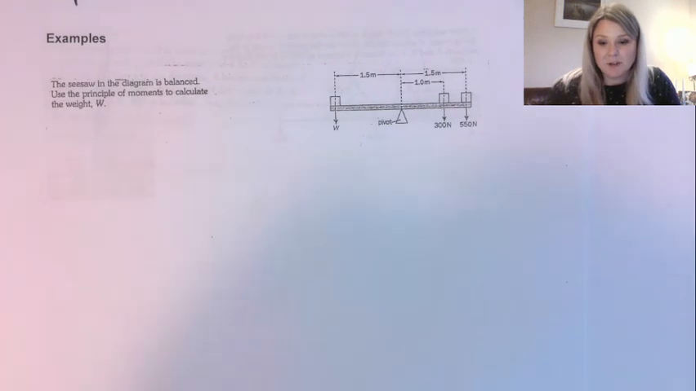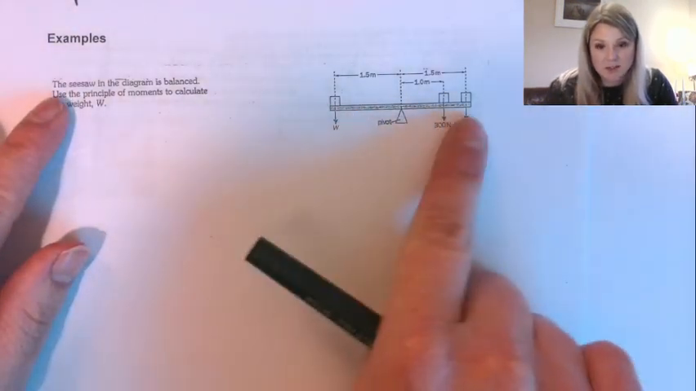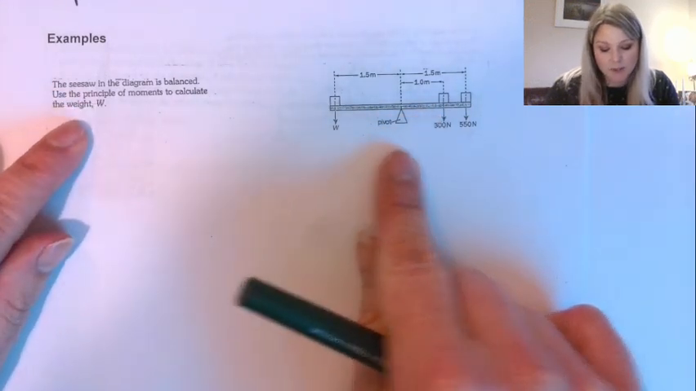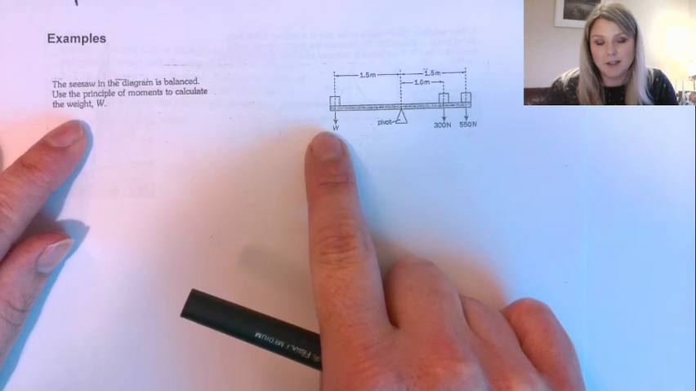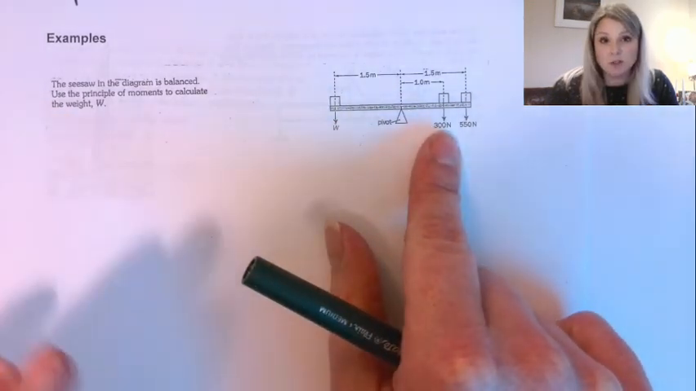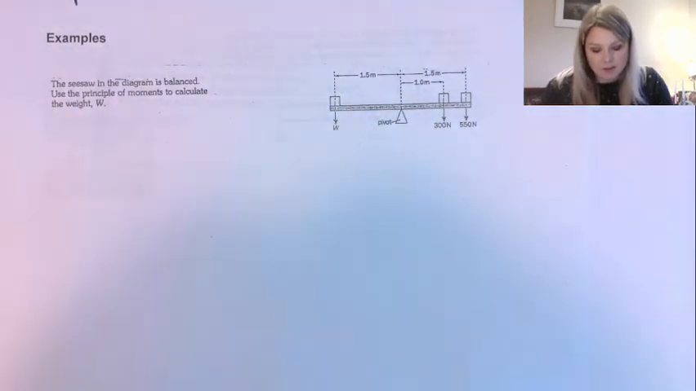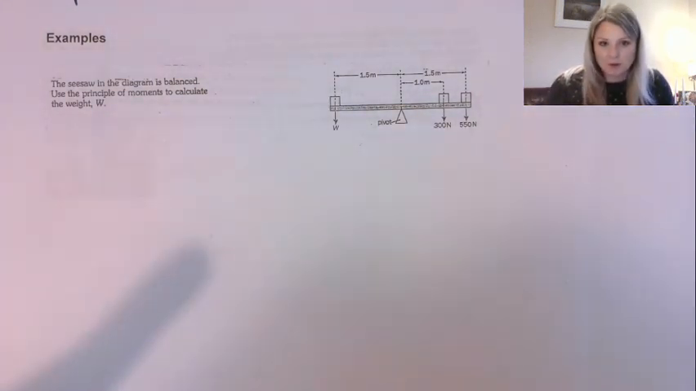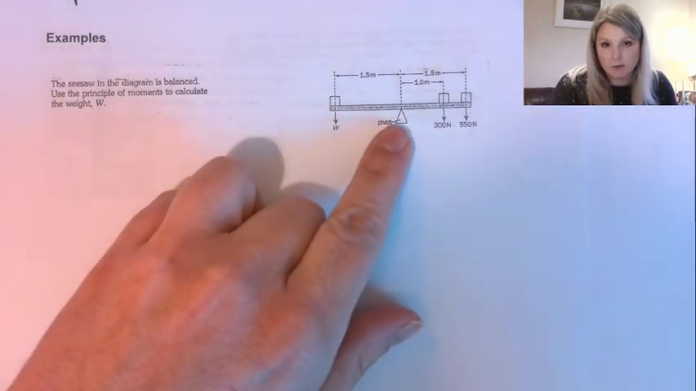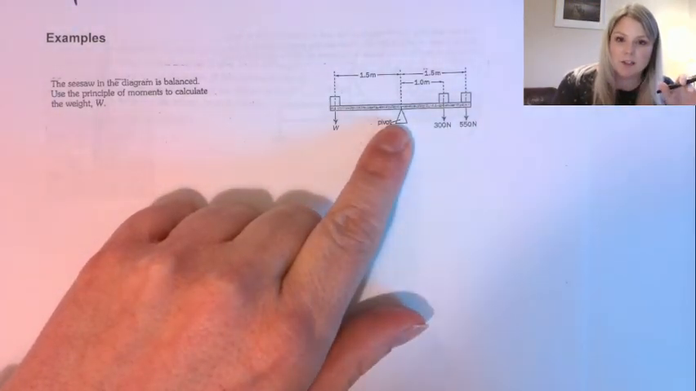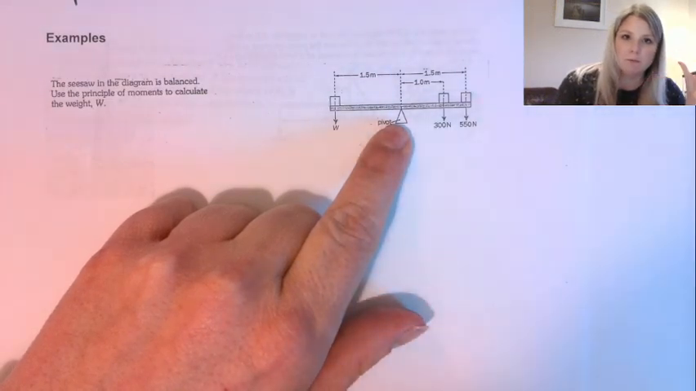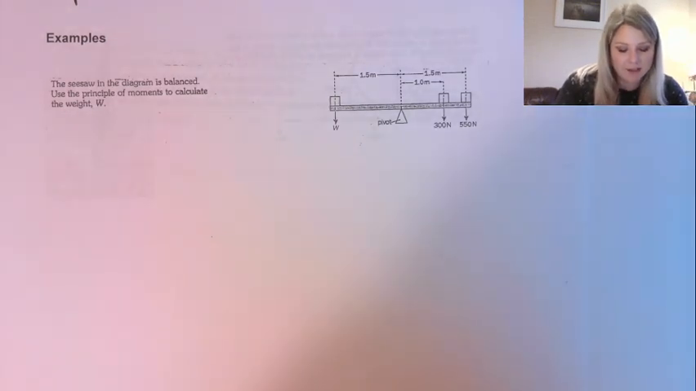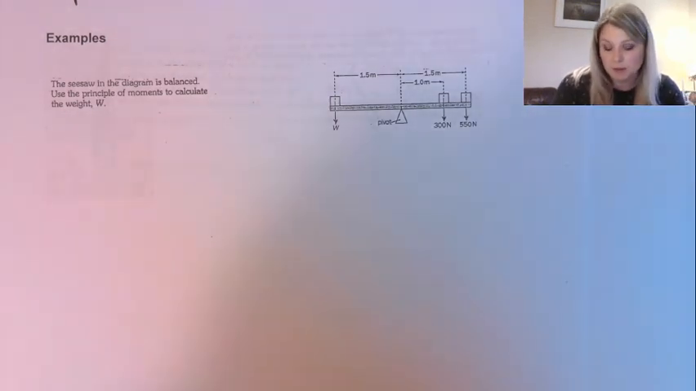Okay, let's look at this little example here. We've got a seesaw and we're told it's balanced, and we have to use the principle of moments to calculate the weight W. So this unknown weight sitting here, we've got all our perpendicular distances, we've got no resolving to do, happy days. Try and get into the habit of always saying where you're taking moments about, because in this one it's obvious we're going to take them about the pivot, but in different questions we will have to take moments about different positions to find different unknowns.